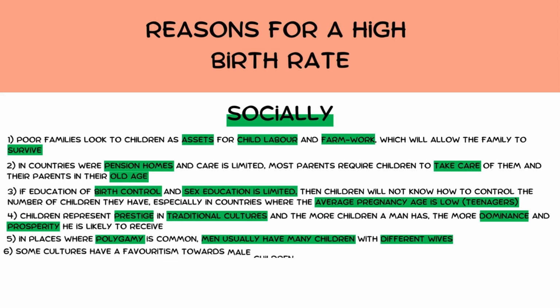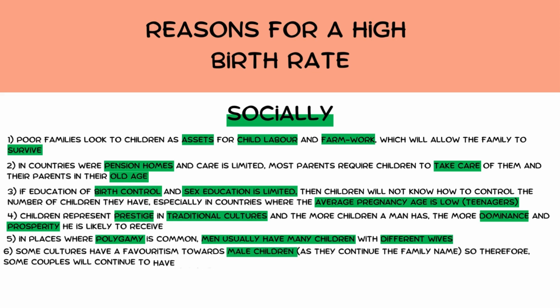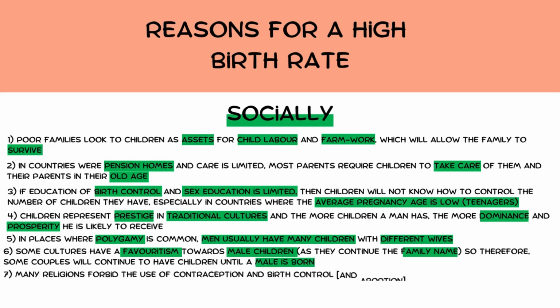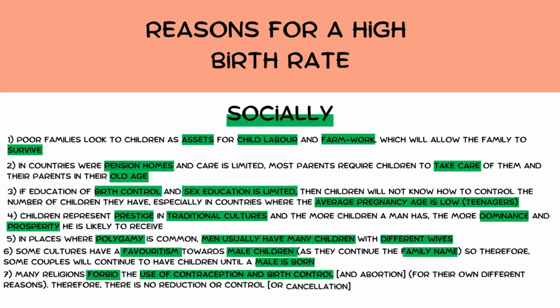6. In traditional societies, boy children are seen as assets, so a couple will keep having more children until a boy is born. 7. In many religious countries, they oppose the use of contraception to reduce childbirth, leading to more children.